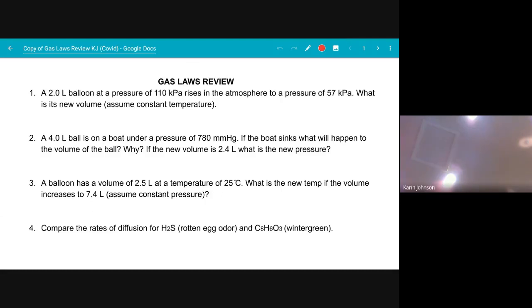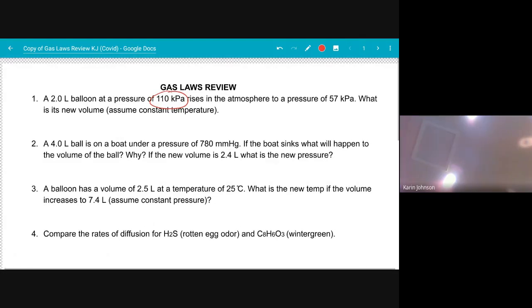All right, number 1 says a 2-liter balloon at a pressure of 110 kilopascals. So that's a measurement of pressure, kilopascals. It rises in the atmosphere to a pressure of 57 kilopascals. What is its new volume? Assume constant temperature. So I just want to remind you really quickly of, there are 3 laws that we learned.